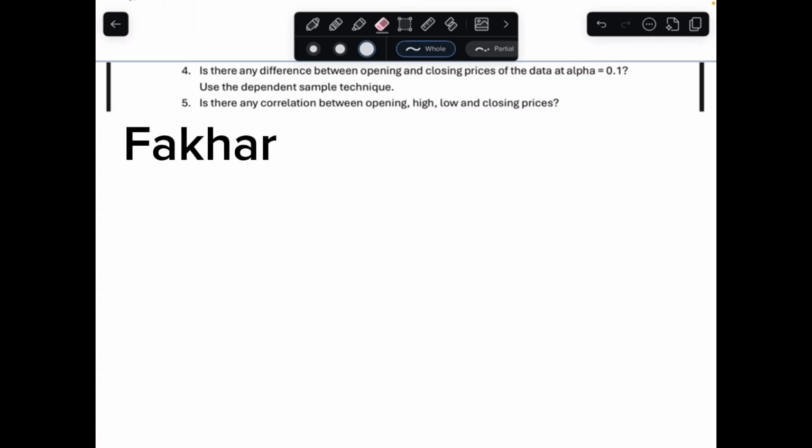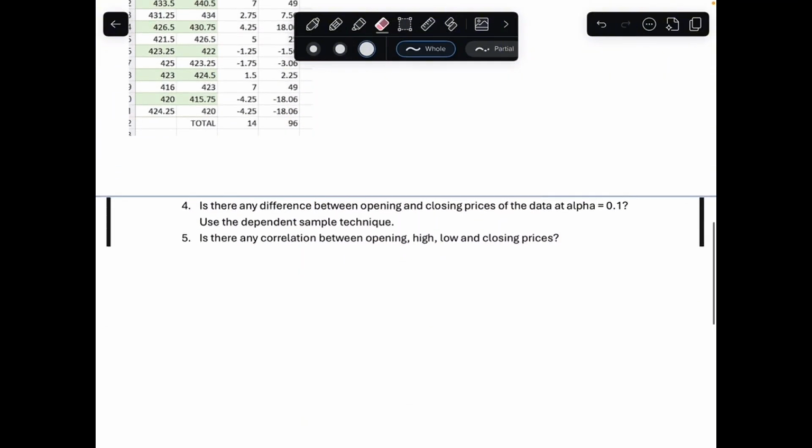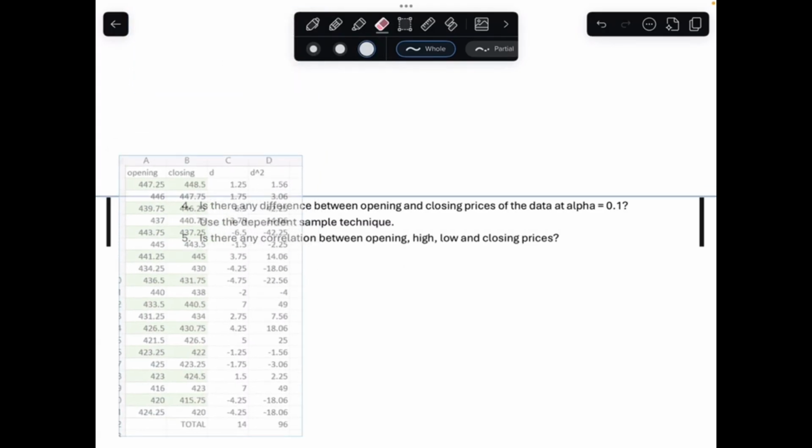Okay, so now we are going to answer question number 5. Sorry, my bad. Question number 4. Is there any difference between opening and closing prices of the data at alpha 0.1? Use the dependent sample technique. So, first thing first, we have to construct a table to compare between the opening and closing prices. So, we already construct the table. So, here is the table.